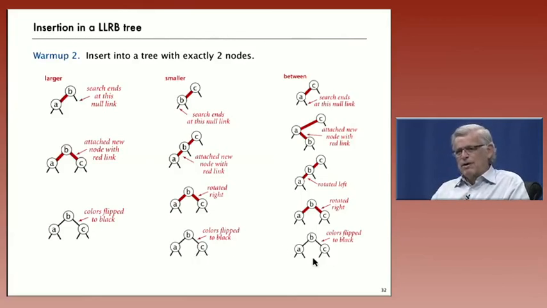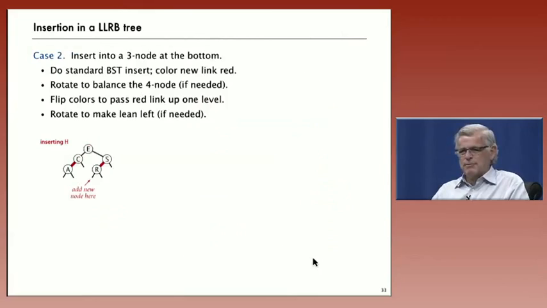So that sort of operation is going to work in a big tree when we insert into a new 3-node at the bottom. We do the standard BST insert, color the new link red. And we do the rotations that we need, either 1 or 2 rotations to balance the temporary 4-node, and then we flip colors to pass the red link up 1 level, and then we might need to rotate to make that one lean left.